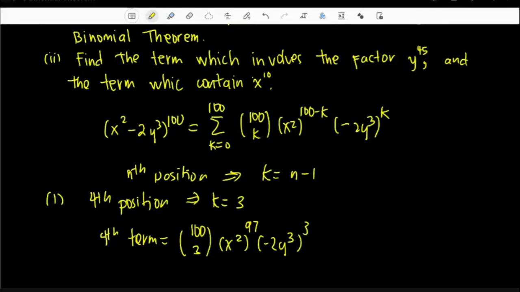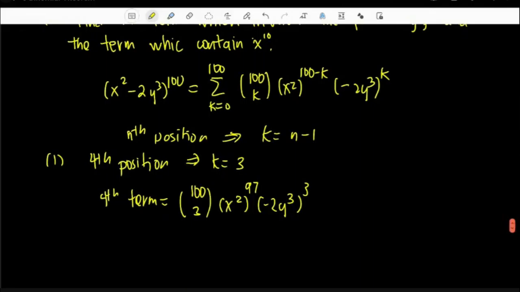Okay? And simplify. So, using a calculator, if you compute 100 taken 3 times negative 2 to the 3, that gives you negative 1293600. x to the 2 times 97, so that gives us 194. y to the 3 times 3, that gives us 9. Okay?